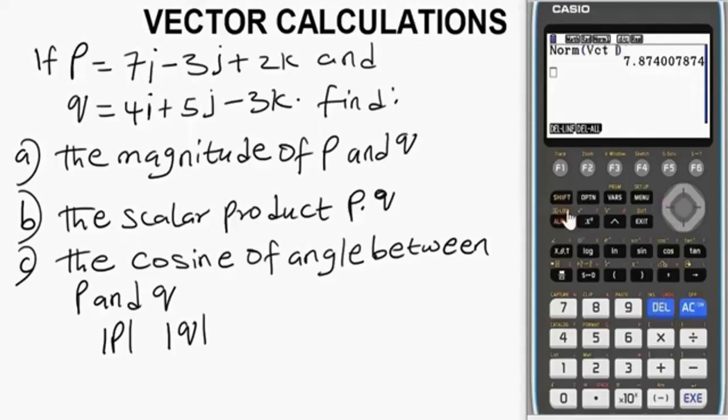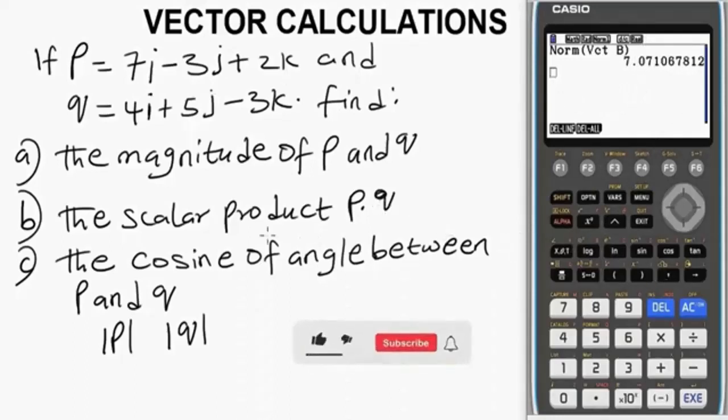So we use B for it on this calculator. Press alpha B, and then press execute. So this will be the magnitude of vector Q. To change it to decimal, press SD. Alright, so it's as simple as that, guys.